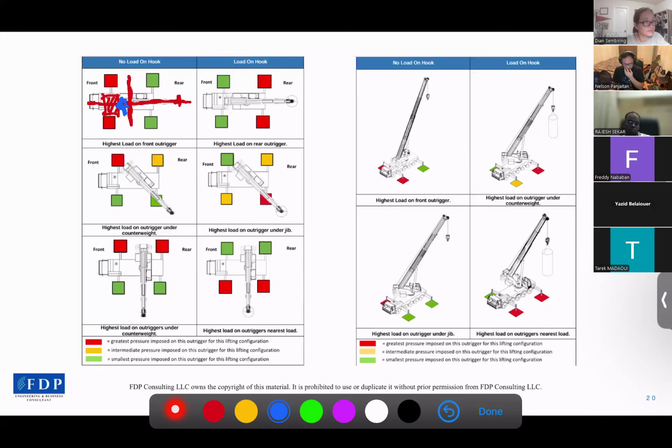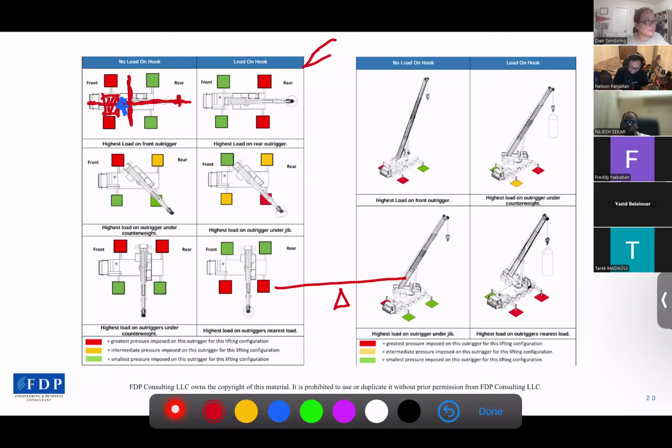As we see in the right column here, what's going to happen if we put the load on the hook? The COG will start to move to the front of the center. Why? Because the moment force caused by the counterweight is countered by the moment force caused by the load itself. If you know a seesaw, right?